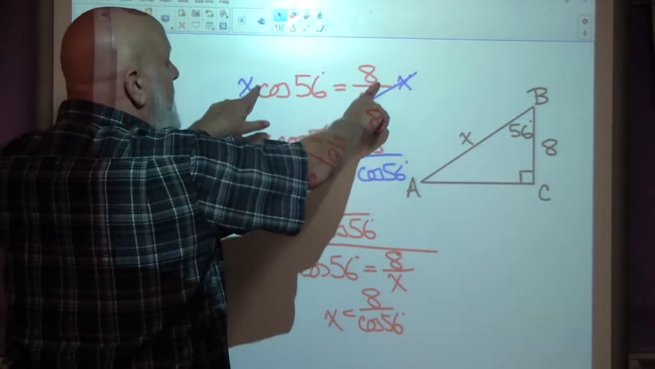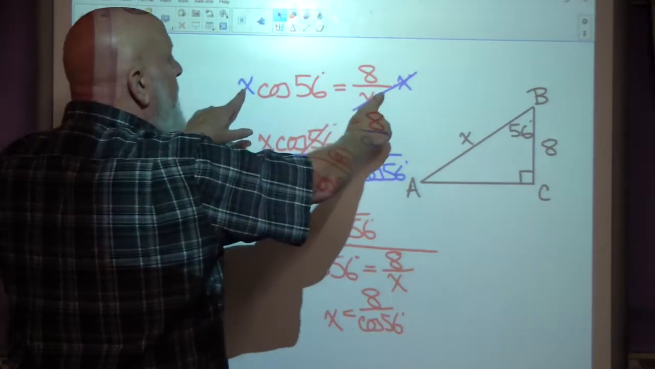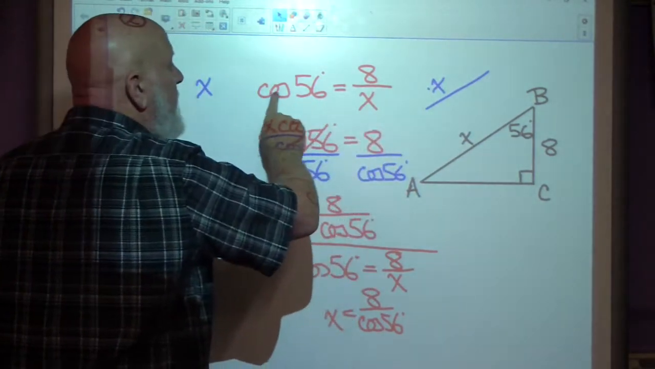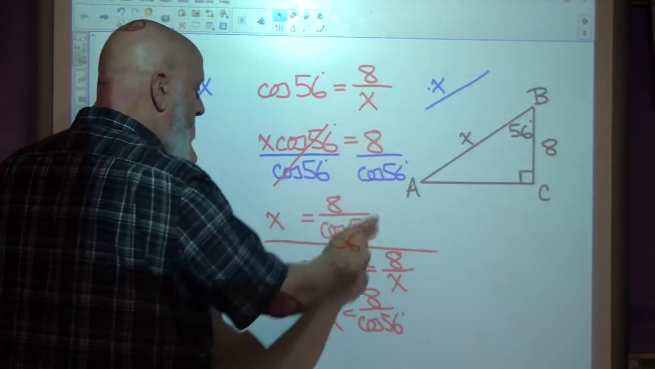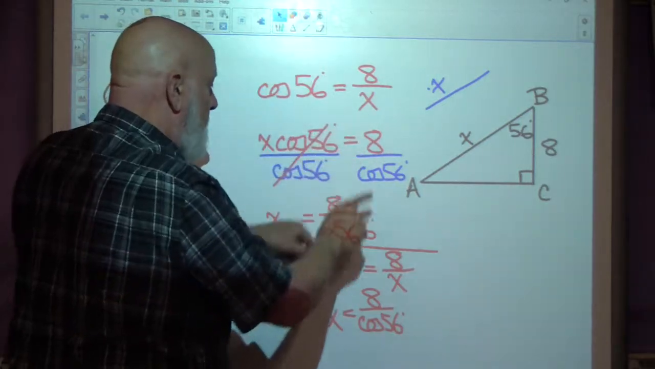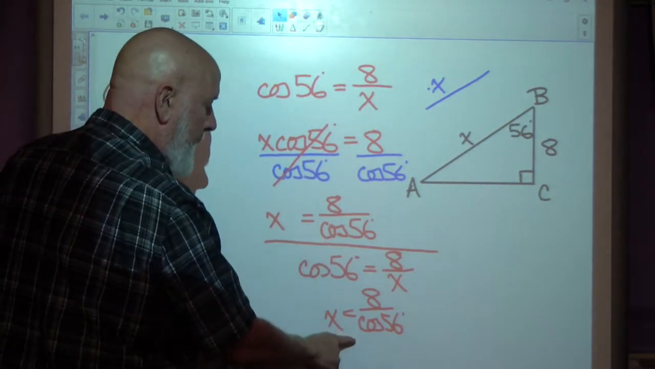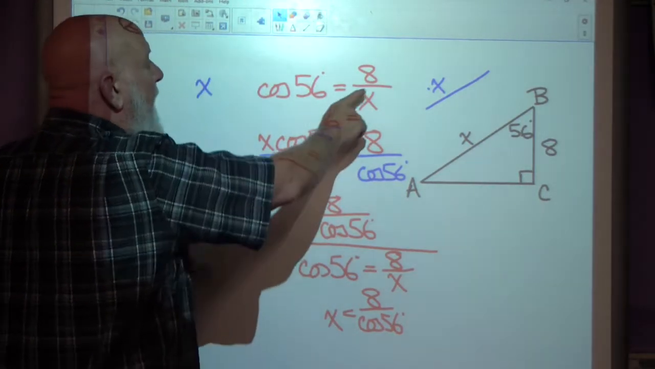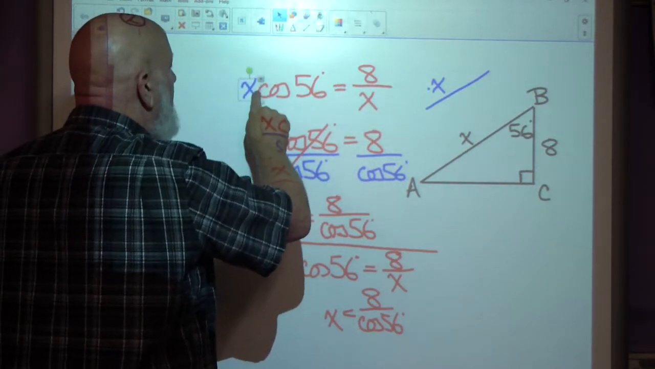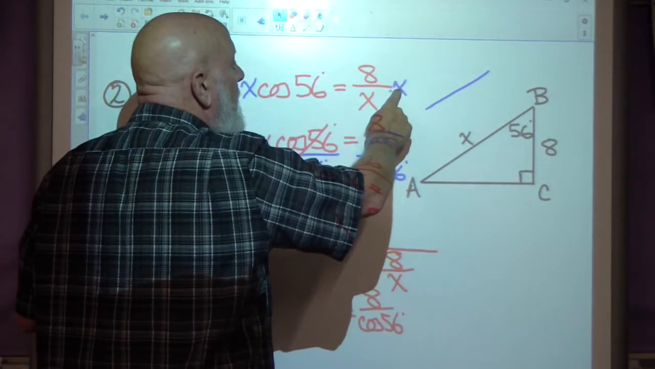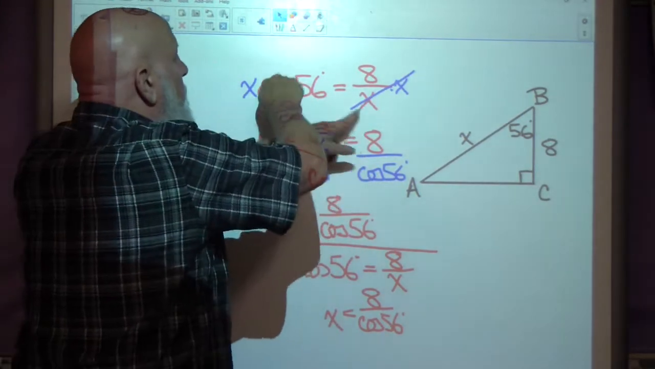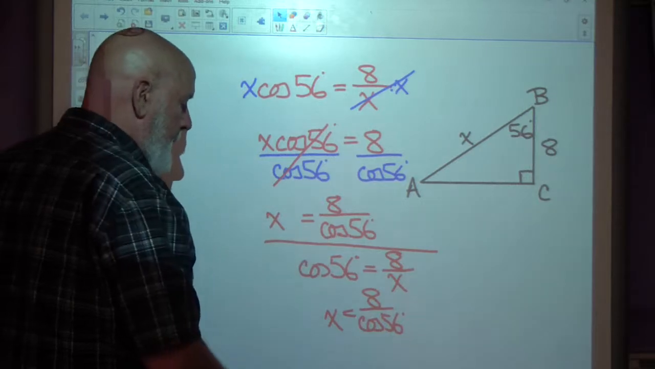And this is why we can do that. Here the original equation was cosine 56 is equal to 8 over x, just like that. If we switch these two, we'll get this. Okay. So you don't have to go through all this algebra all the time. You can just switch these two and then perform the operation.